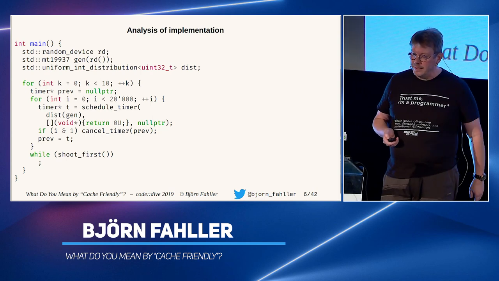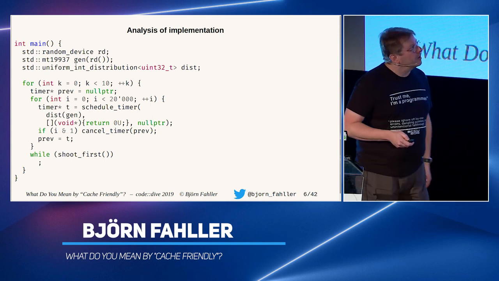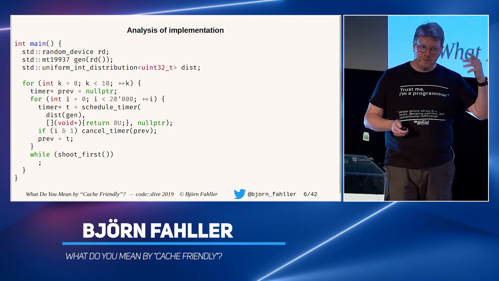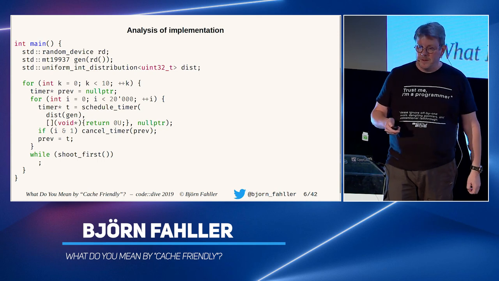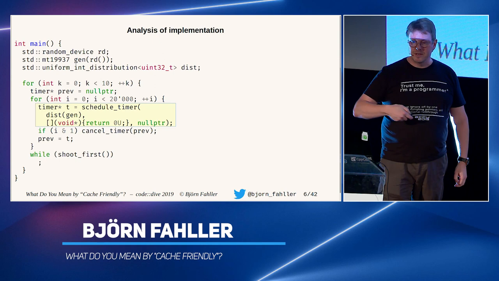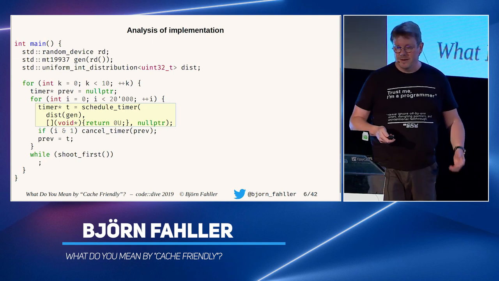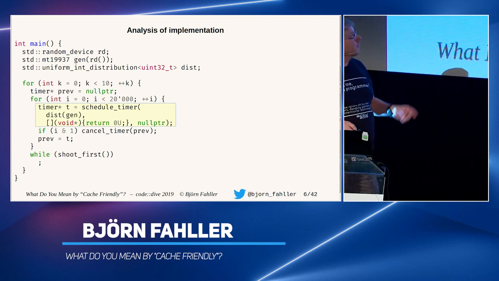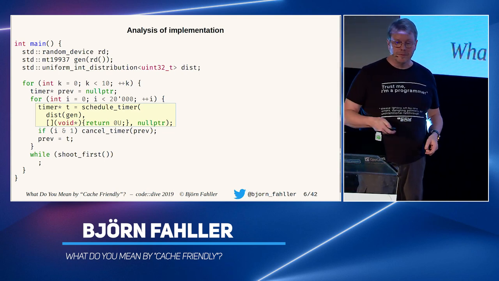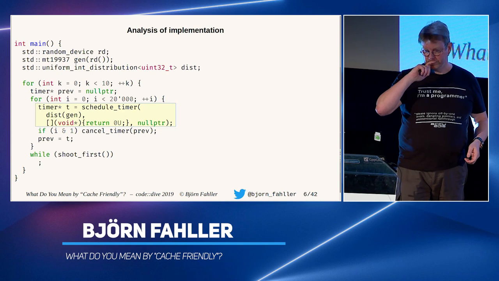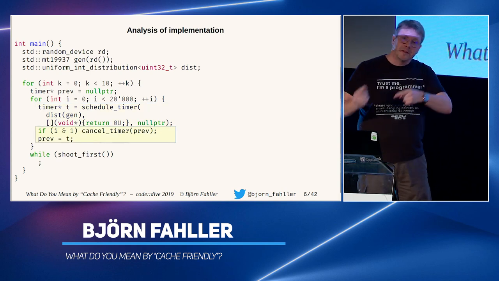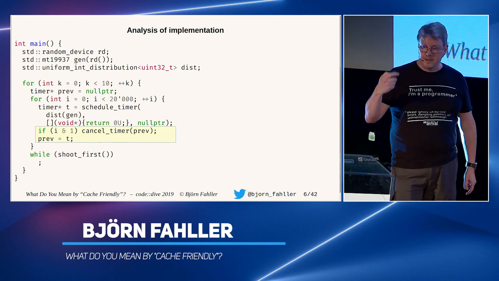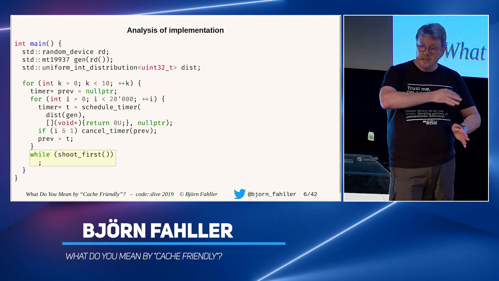So I have a program. I don't want to call it a benchmark program because it's way too simplistic for that, but it exercises the system enough to see the cache effects. So I have a loop 20,000 times. I schedule a timer with some random number for the deadline. Some do nothing function and a null pointer because I'm not doing anything really. And every second revolution through the loop, I cancel the previous timer just to mess a little bit with it. And after this 20,000 element loop, where there are now 10,000 timers left, I shoot all of them.